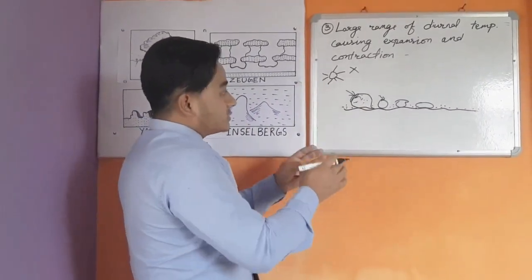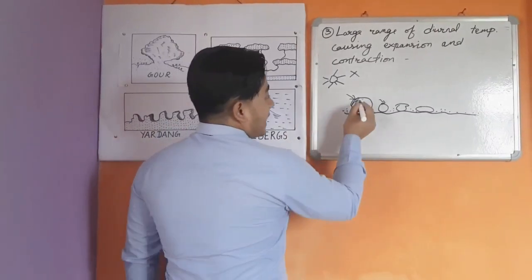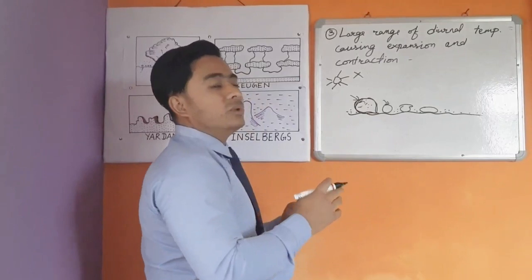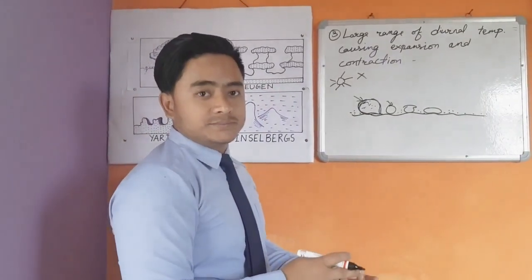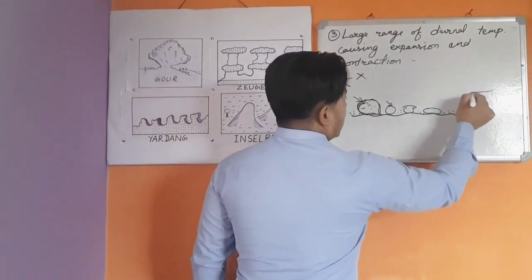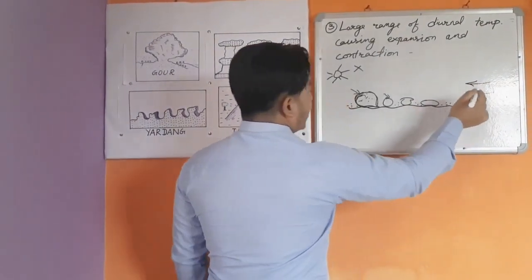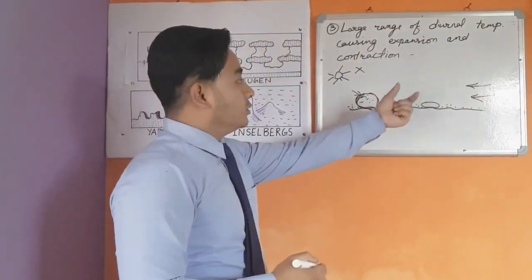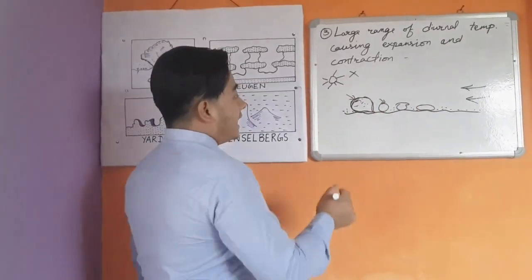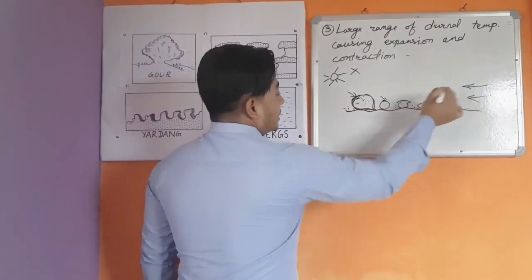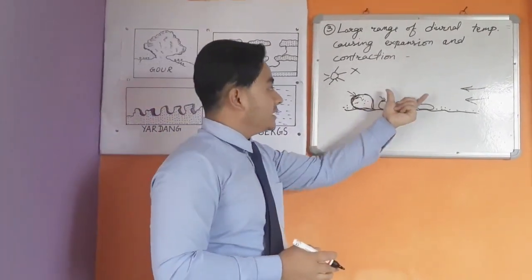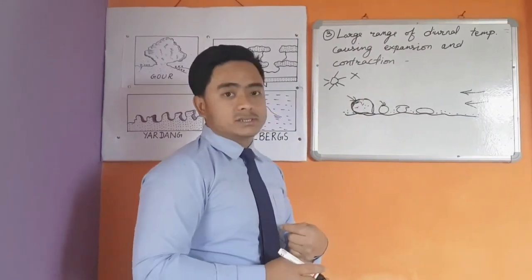When the rocks expand and contract, the outer layer of the rock becomes weak and weaker, and these weak and weaker rocks get exposed to the direction of the wind, and the action of the wind becomes active and predominant in these desert areas.